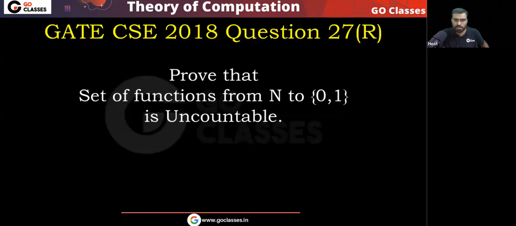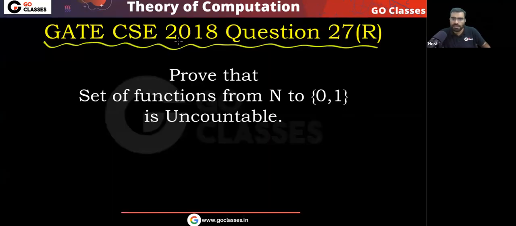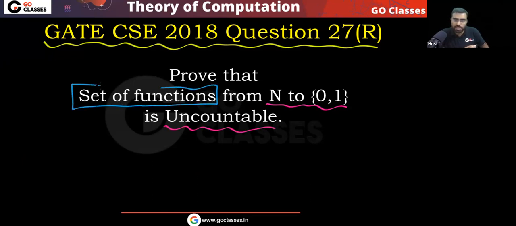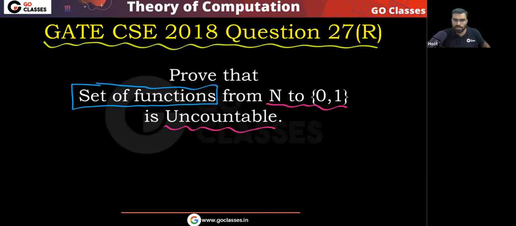What are we going to do? This is what we are going to do in this GATE exam question. You can see this is a GATE exam question, question number 27, GATE 2018. Now, prove that the set of functions from N to {0, 1} is uncountable. This is what we need to prove. Is this clear?